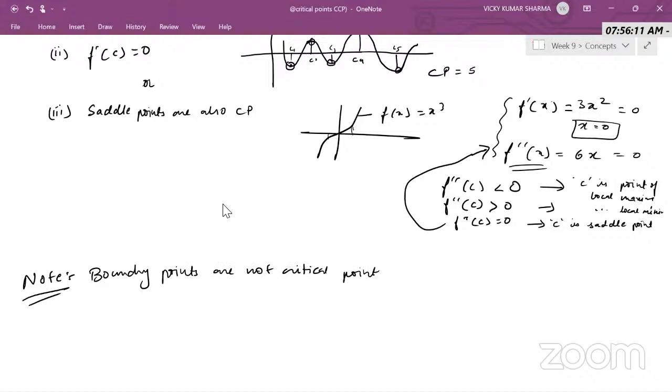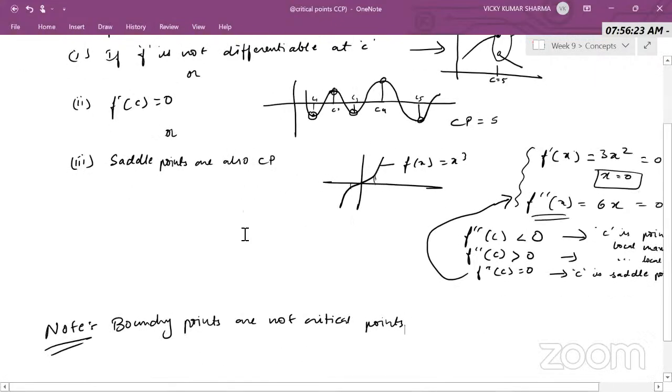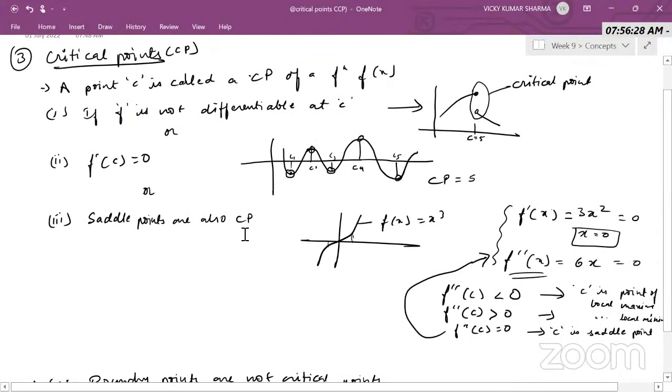Now the next question is, can you differentiate at a boundary point? Those are some deep questions, so no worries, I'll come to that slowly. But make a note that boundary points are not critical points, and for a point to be a critical point, there are only three conditions. First, the function should not be differentiable at C. If that is happening, then yes, that is a critical point.